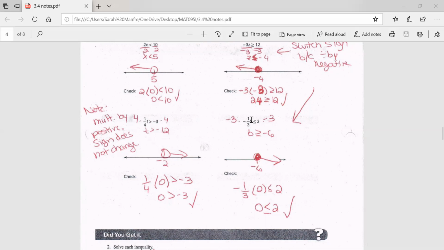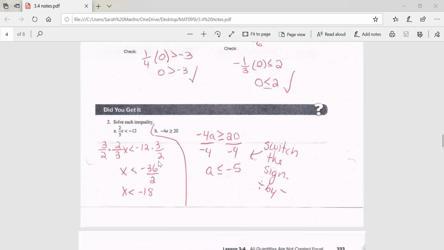All right, now -1/3. How do I get rid of a -1/3 through multiplying? Well, the reciprocal of -1/3 is -3. Note that when you take a reciprocal of a number, the sign is not going to change. So I'm still multiplying by a negative. So this sign had to change to a greater than or equal to. And again, it has a closed circle because it has an equal to. All right, and then here's 2 more examples.